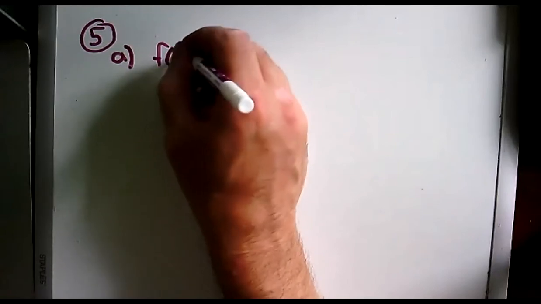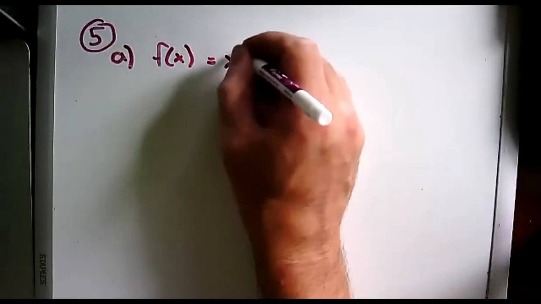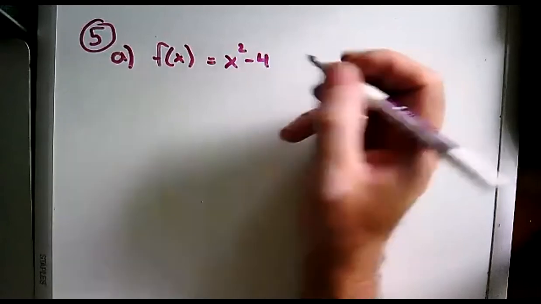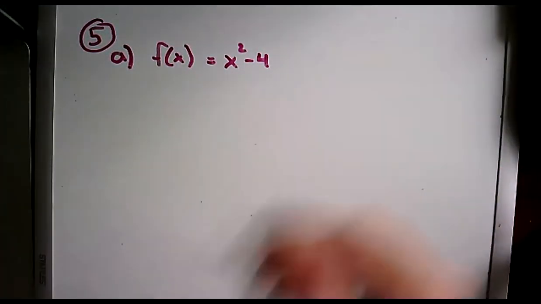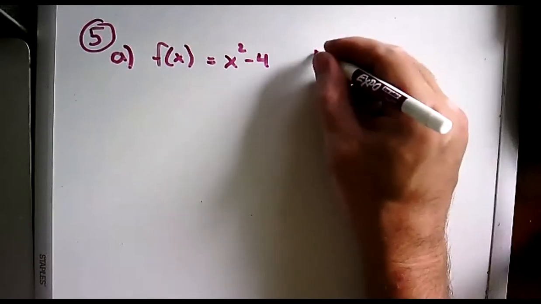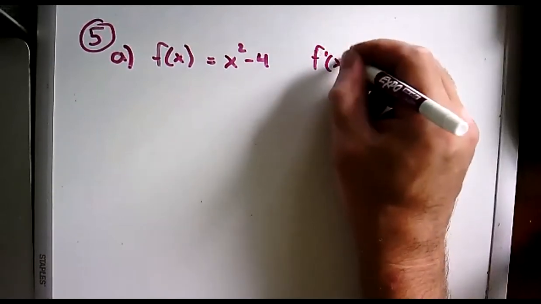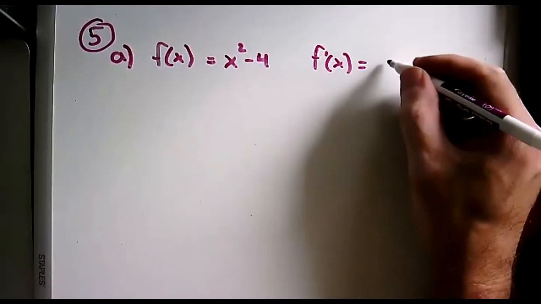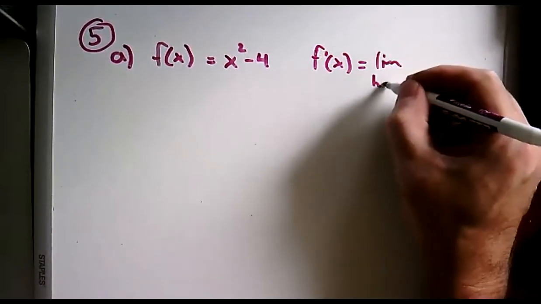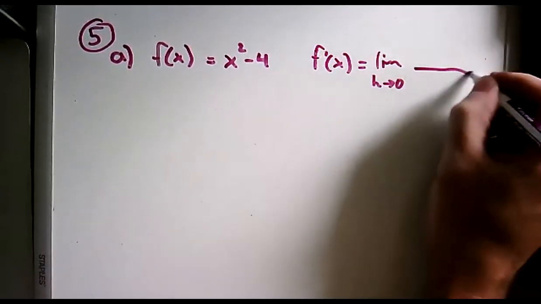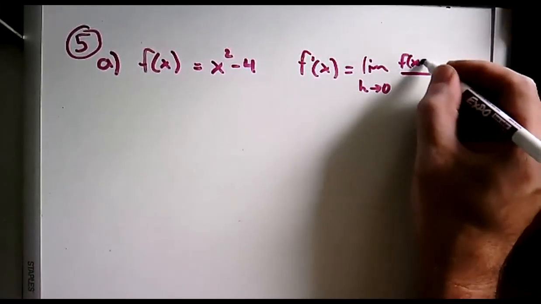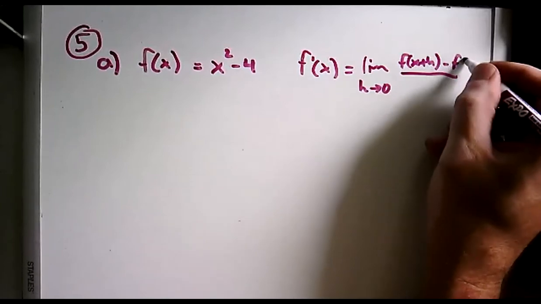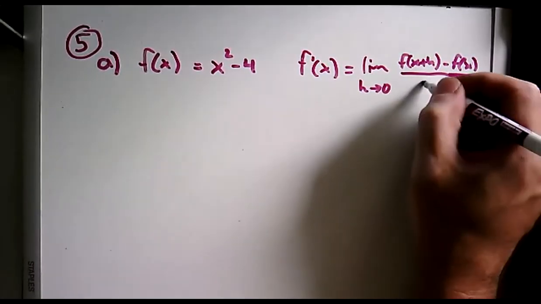So question A says that f of x equals x squared minus 4. And we're basically asked to find f prime of x, but using the limit definition. So let me write the limit definition here over on the side. So f prime of x equals the limit as h approaches 0 of, and sorry if I'm going off the screen, I'll move it over in a minute, f of x plus h minus f of x all over h.